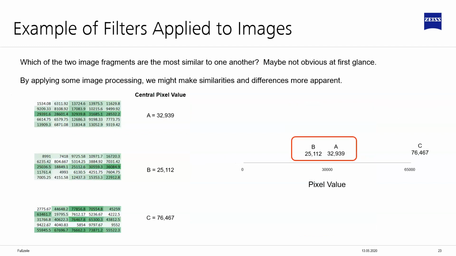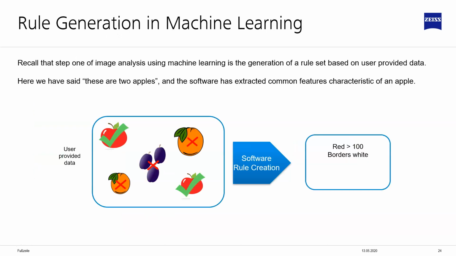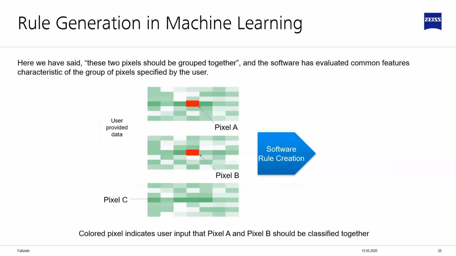So what does this have to do with machine learning? If you recall that at the beginning of this discussion we outlined step 1 of the process as a generation of a rule set. The example we gave was the user input of several types of fruit and the apples identified by the user as being a common group. Now, instead of apples and plums, let's consider our 3 neighborhoods and our accompanying central pixel. Here, the user has defined pixel A and B as being of the same type, and the user has decided that pixel C is of a different type. It is key to understand that this is a user-based decision at this point as to what pixels belong in what groups.